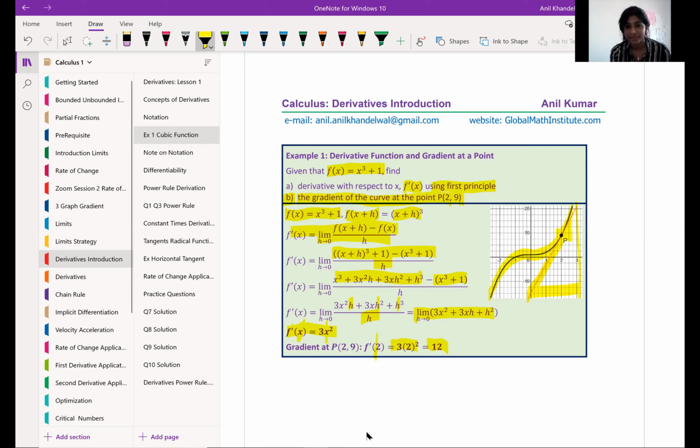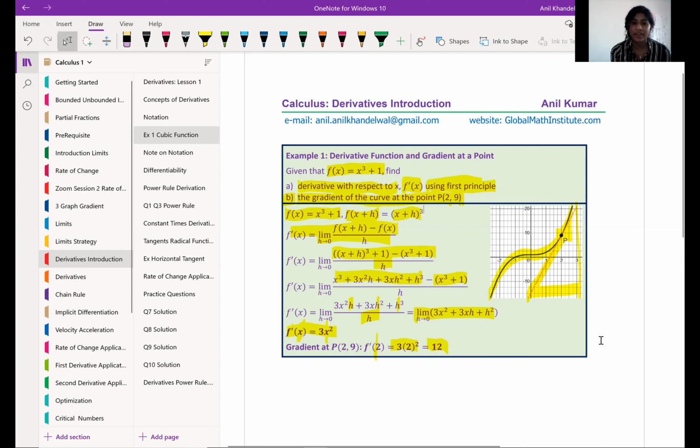Sorry to interrupt you. The correct phrase to be used is derivative with respect to x, and f prime x. Do you see that? It's the function using first principle. Even if I write f prime x, it reads as derivative with respect to x. Is that clear? Okay, let's continue with it.